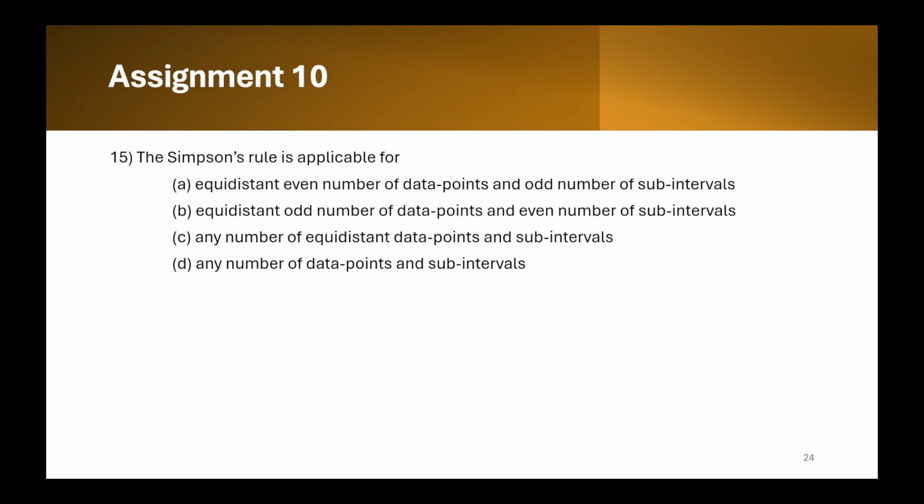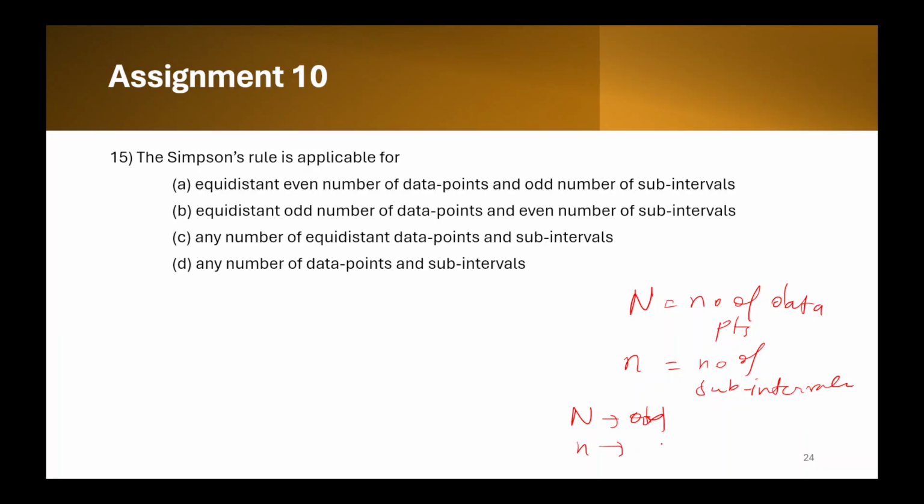As we have discussed, the number of data points should be odd and the number of subintervals or intervals should be even. So option B is the correct answer, and they should be equidistant.